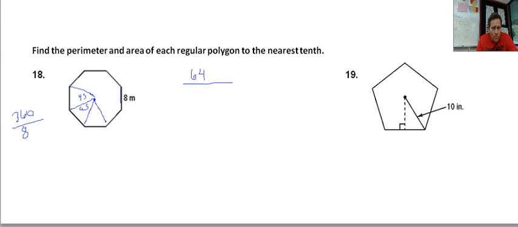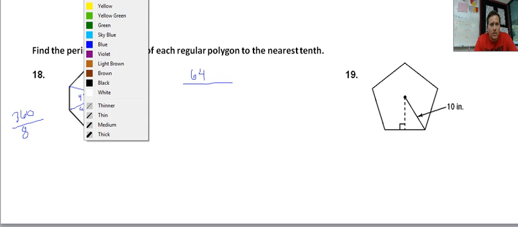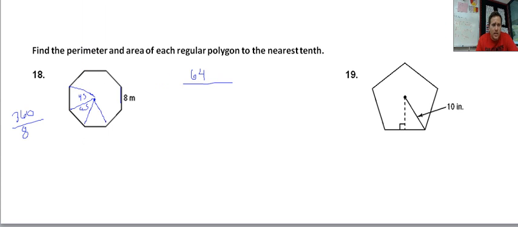Okay. Well, we know that what we're wanting to do though is find the apothem. So let's make the red. If we're taking the 45 and we're cutting it in half, 45 divided by 2 is going to give me 22.5. And it not only cuts the angle in half, but it cuts the side in half, so that's going to be 4.